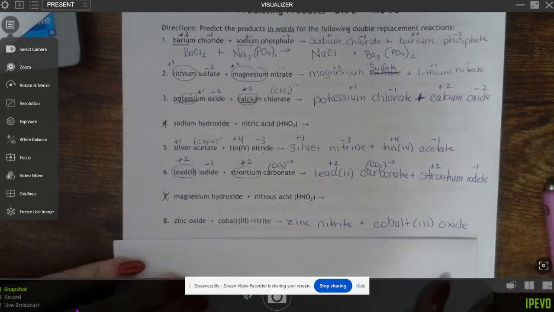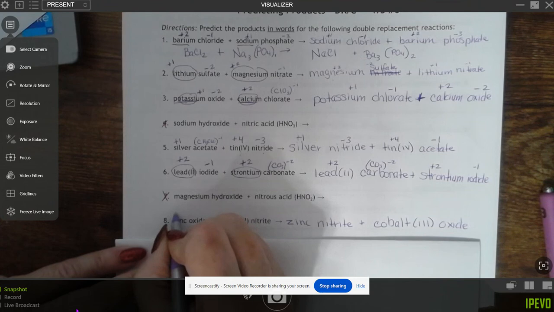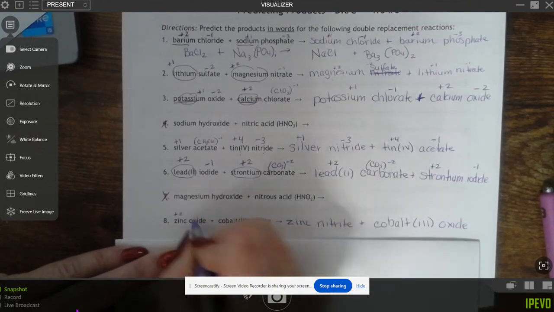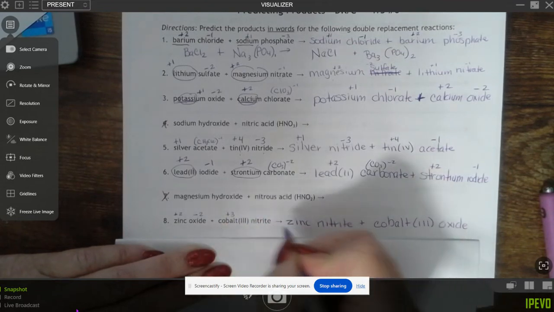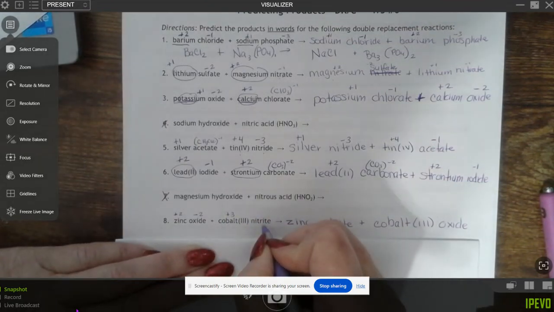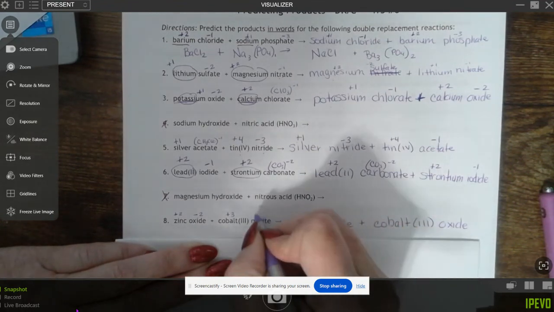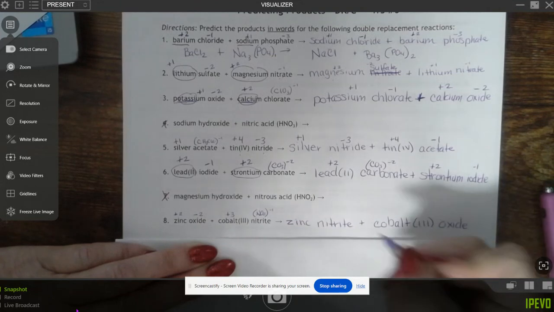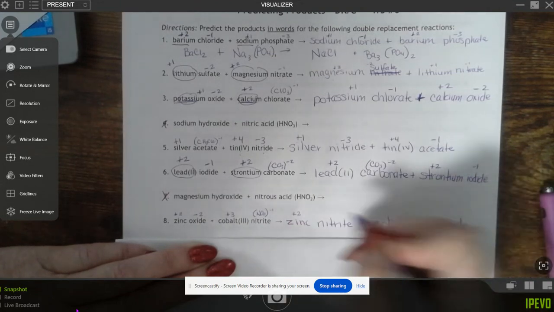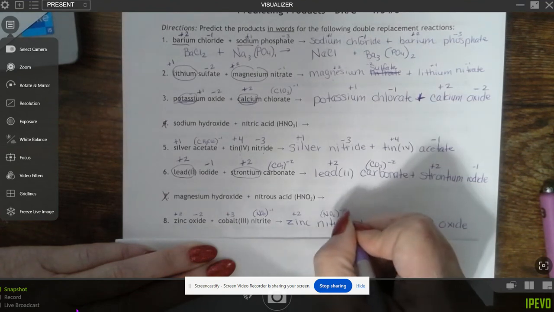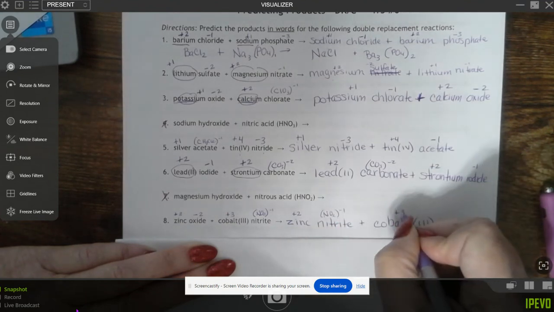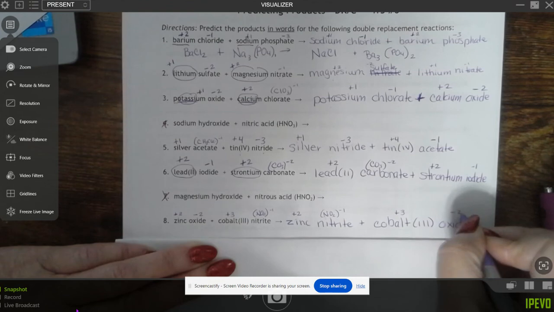All right. Remember, zinc always has a +2 charge. Oxide is a -2. Cobalt is +3. Nitrite is NO2 with a -1 charge. Zinc is +2. Again, nitrite, NO2, -1. Cobalt's +3. Oxide is -2.